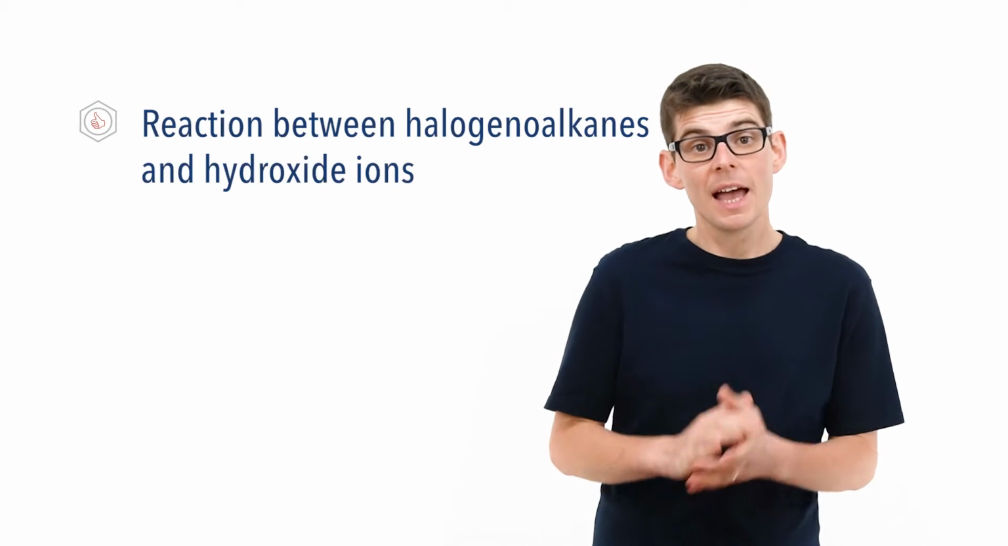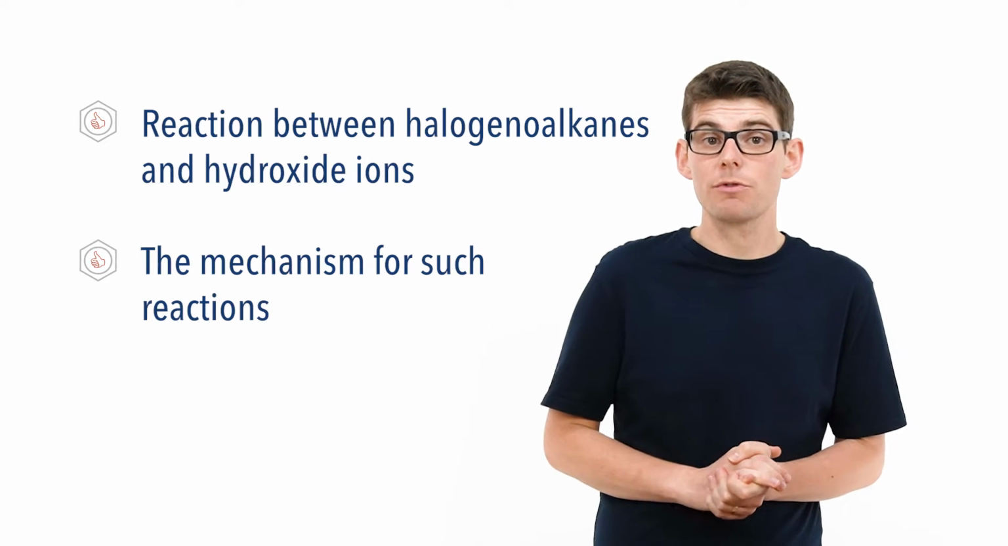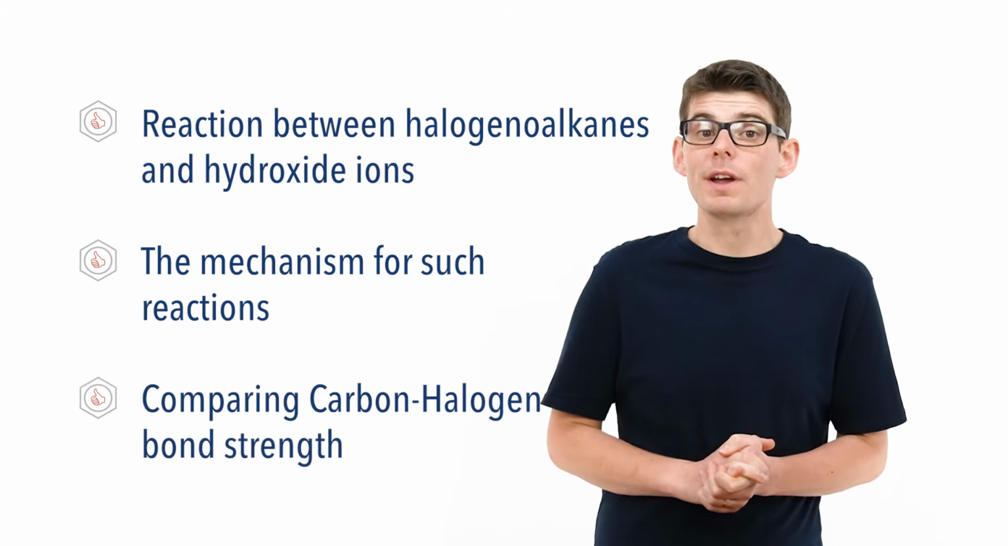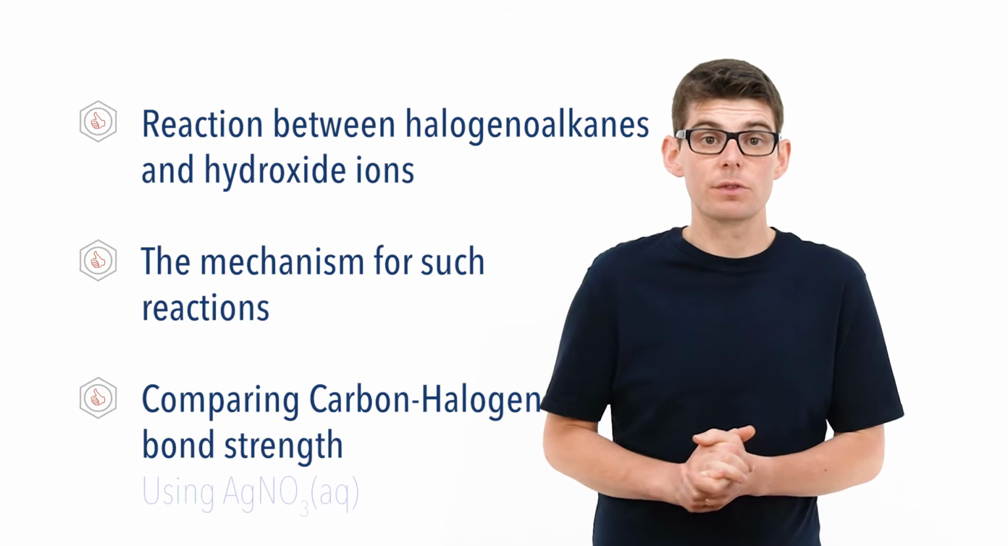In this video, we're going to look at the nucleophilic substitution reaction between a halogenoalkane and hydroxide ions, forming an alcohol. We're going to talk about why and how this reaction happens, outline the reaction mechanism, and look at how carbon-halogen bond strengths can be compared by looking at the rates of hydrolysis for different halogenoalkanes using aqueous silver nitrate.